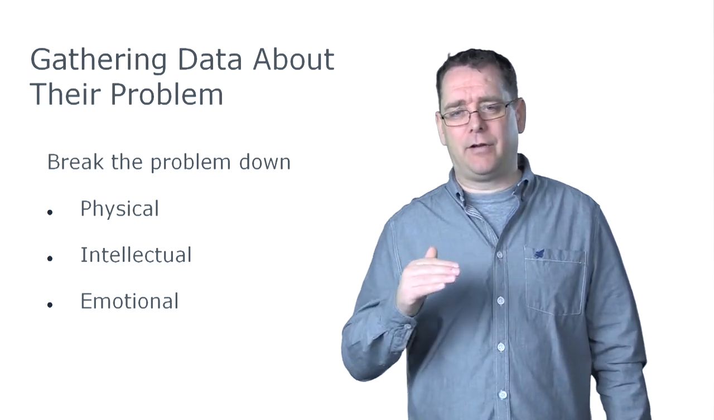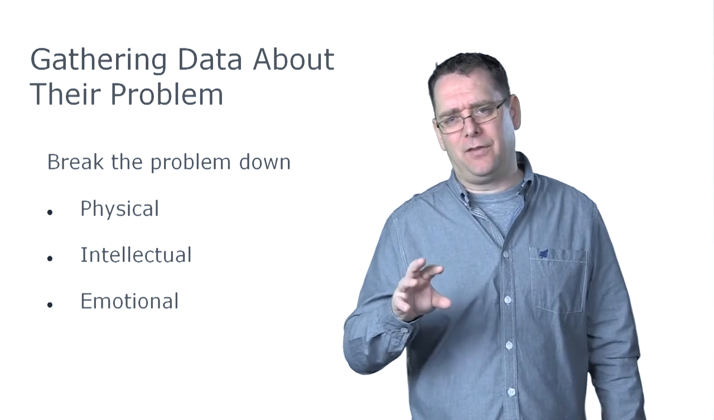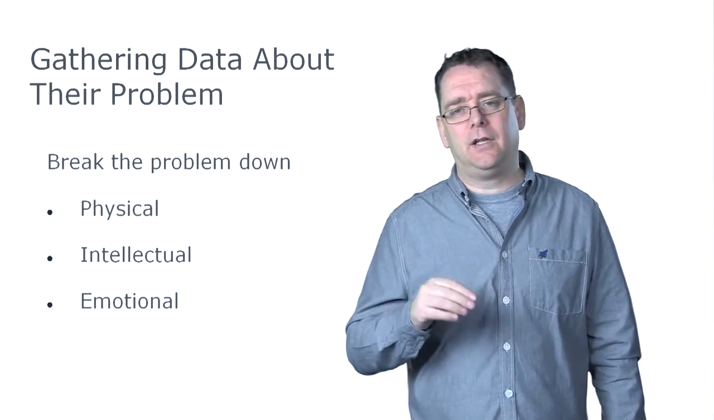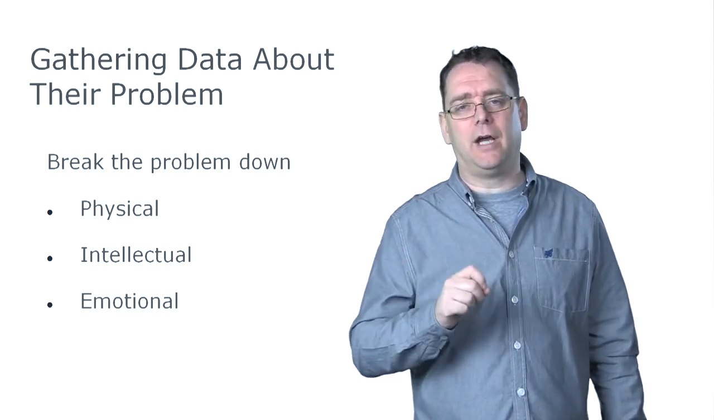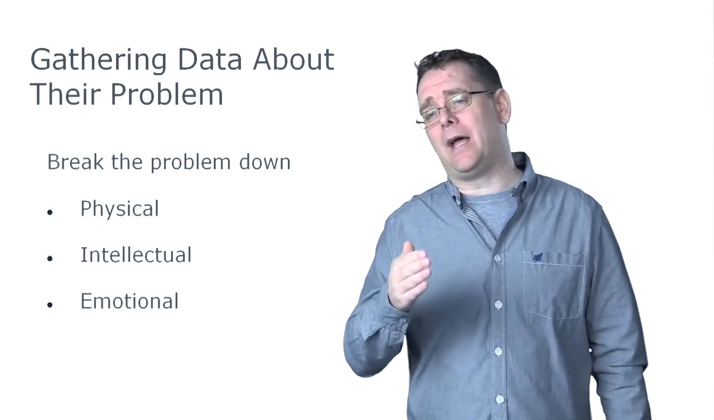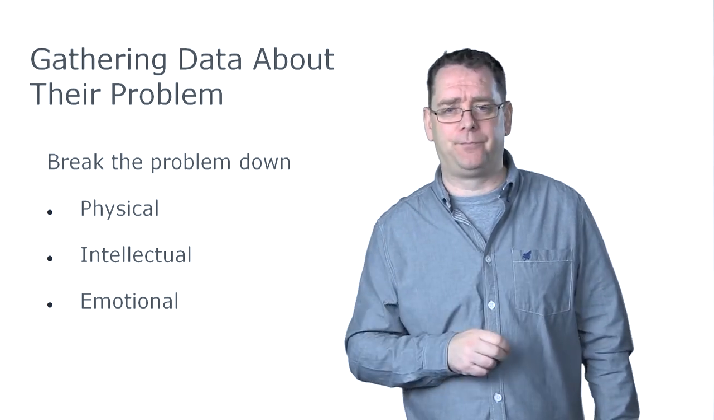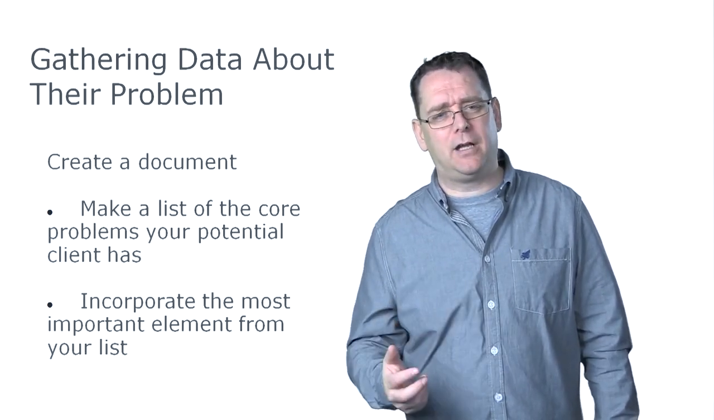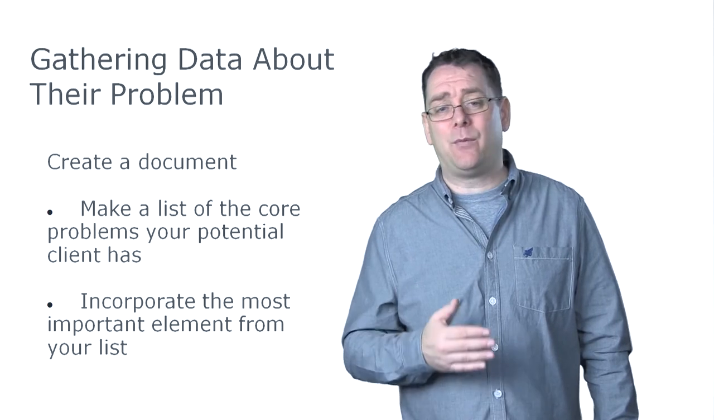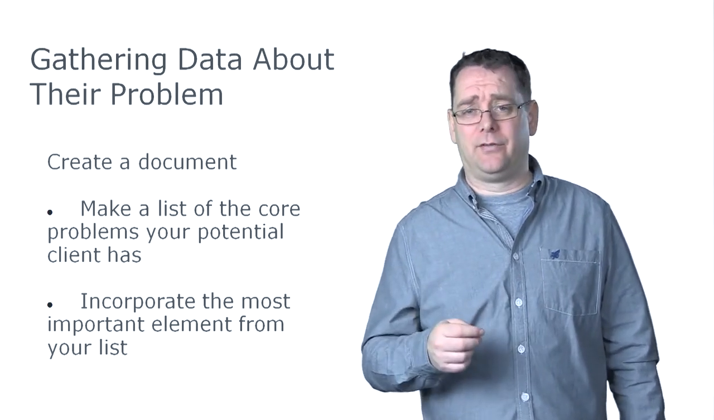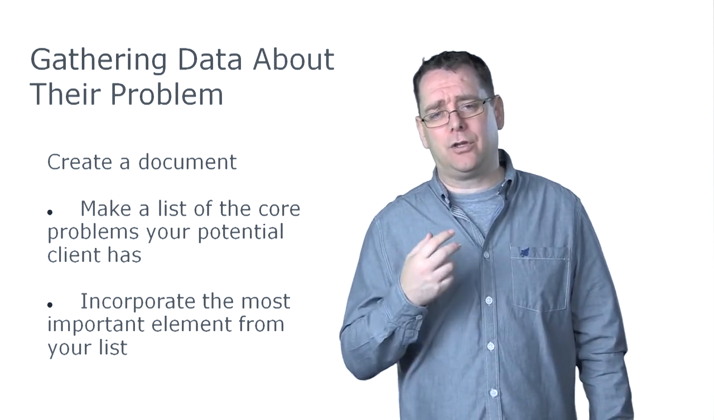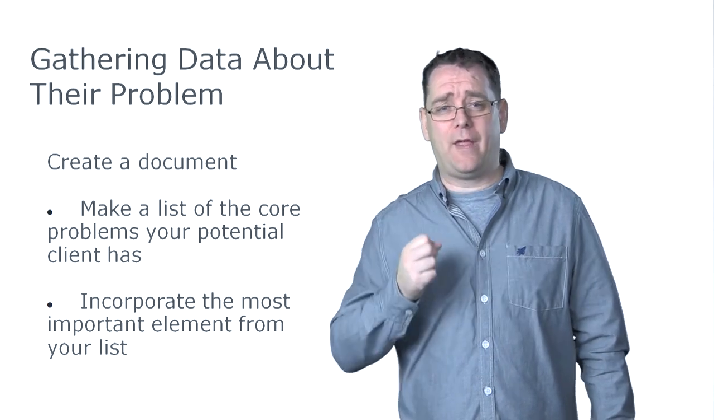All of these three elements, when we examine them and think about the problem, we'll start to get some ideas of what it is that the person is going to prioritize when they're looking for a product or service. And now we can start to think about how we're going to match our mission statement to that. So if we create a document, we can make a list of the core problems your potential client has. And we can incorporate the most important element from your list, the mental, the emotional, or the physical. We can look at the most important elements and draw that out.